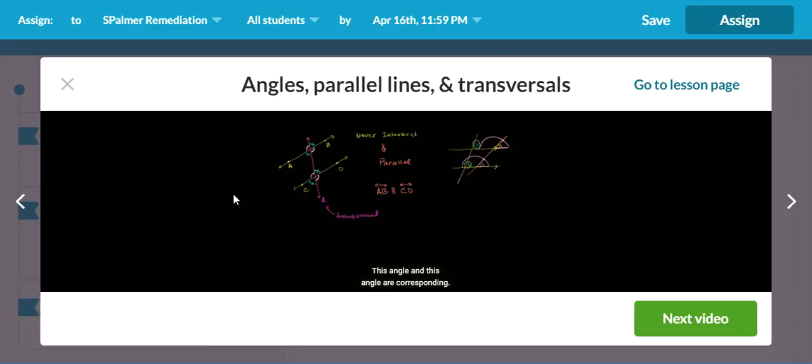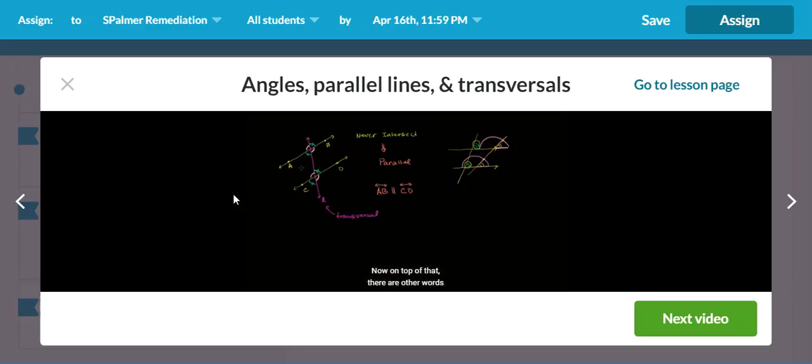This angle and this angle are corresponding. They represent the top right corner, in this example, of where we intersected. Here they represent the top right corner of the intersection. This would be the top left corner. They're always going to be equal, corresponding angles. And once again, for lack of a better word, it is a bit obvious.